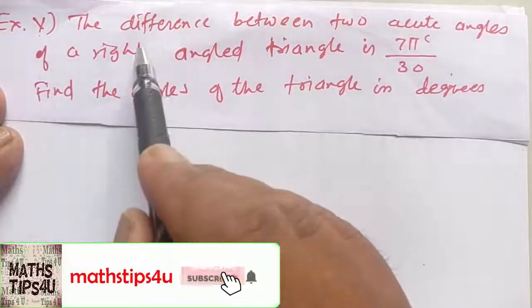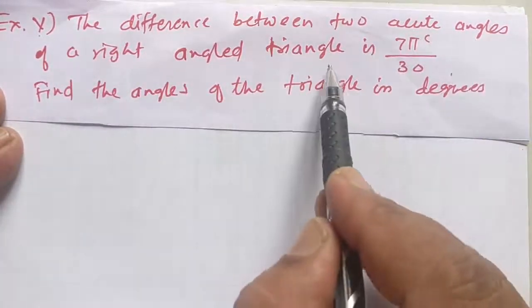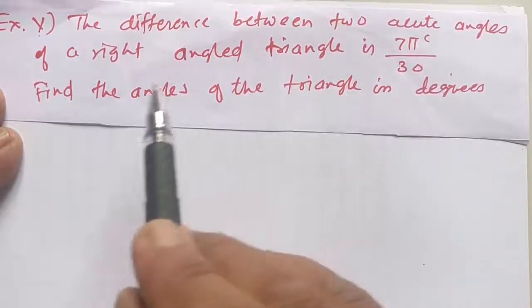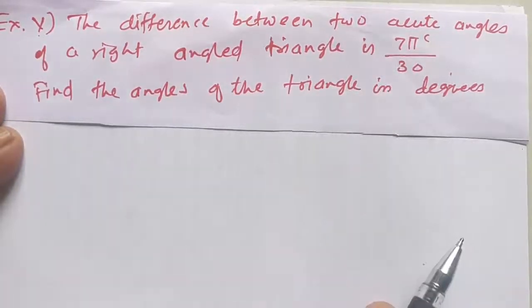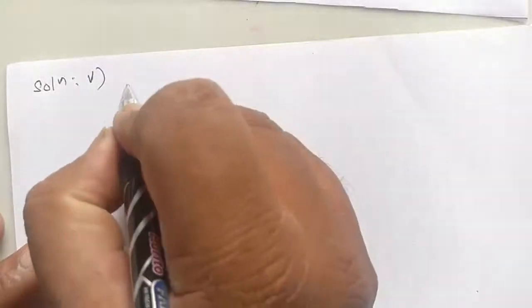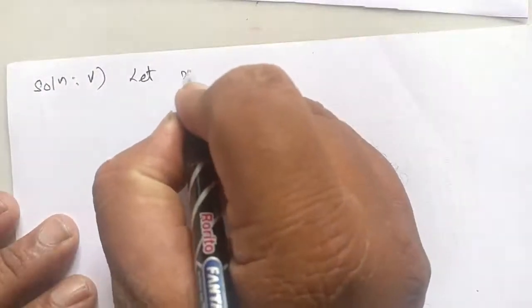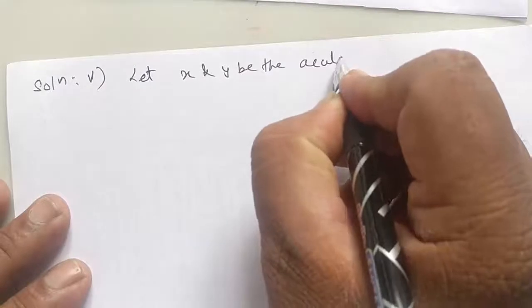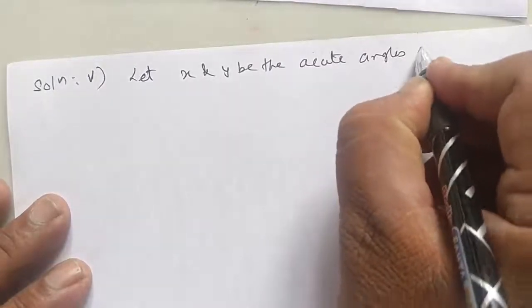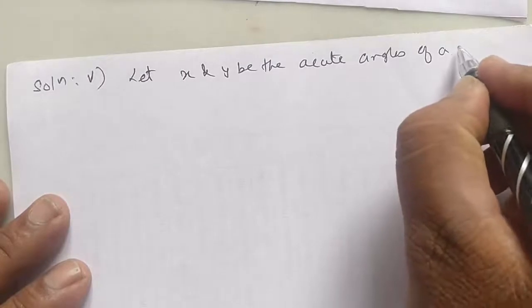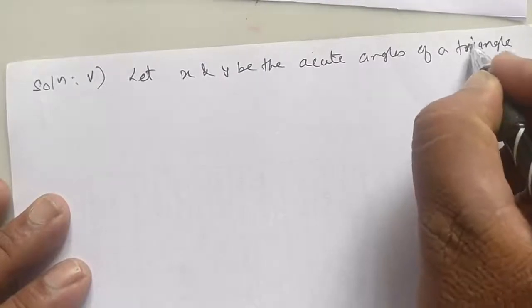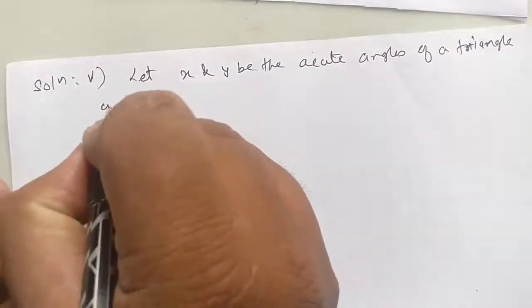Number 5. The difference between two acute angles of a right angle triangle is 7 pi by 30 radian. Find the angles of the triangle in degree. Solution. 5. Let x and y be the acute angles of a triangle in degree.